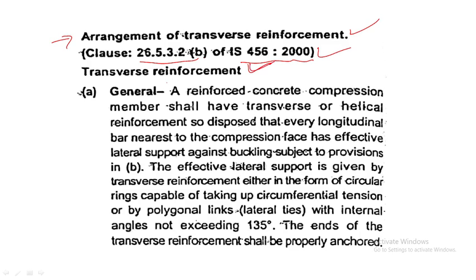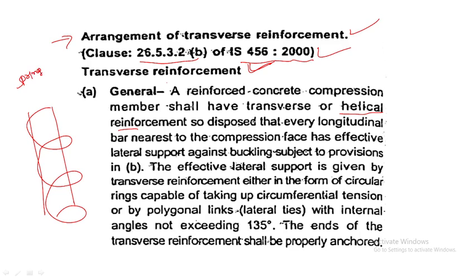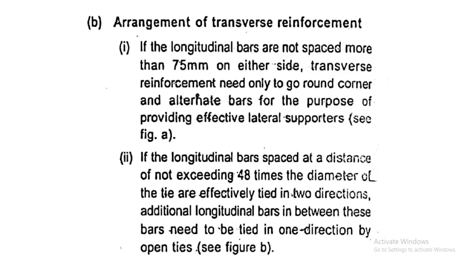The reinforced concrete compression member shall have transverse or helical reinforcement. Helical means this is a circular column. If they provide lateral ties in a spring manner, like a spring, that is a helical reinforcement, so disposed that every longitudinal bar nearest to the compression face has effective lateral support against buckling. Please see this theoretical part, and now remember the arrangement of transverse reinforcement.